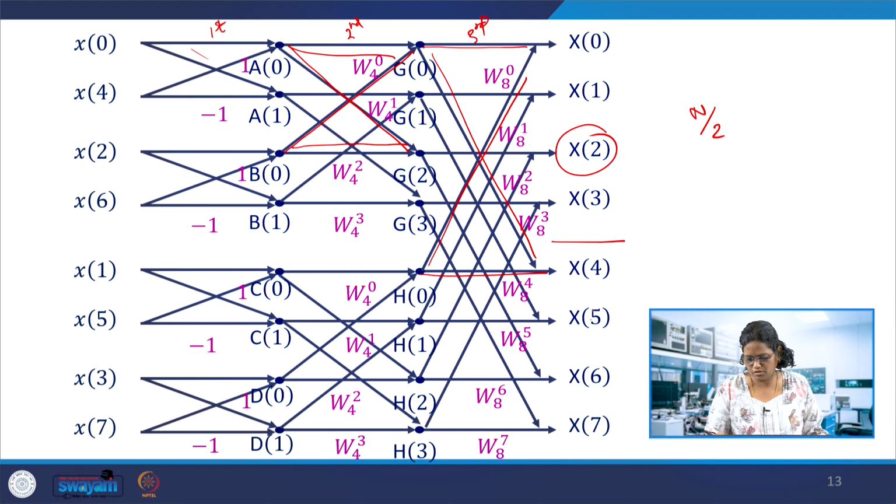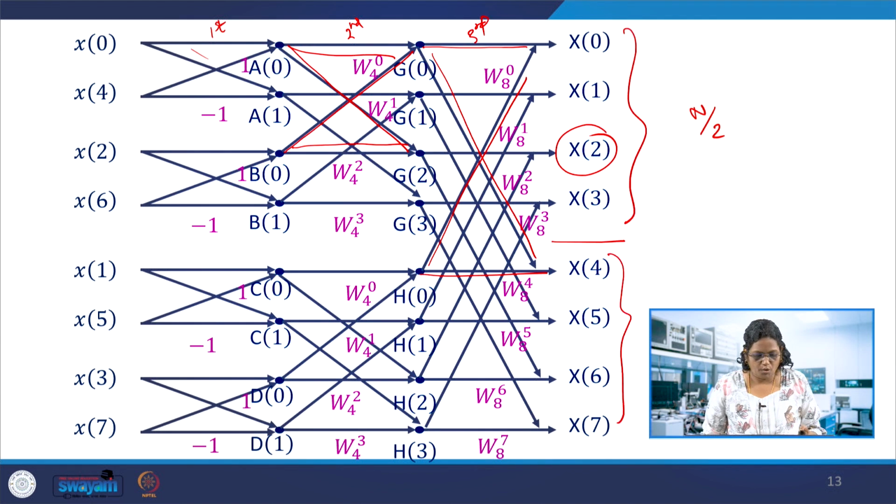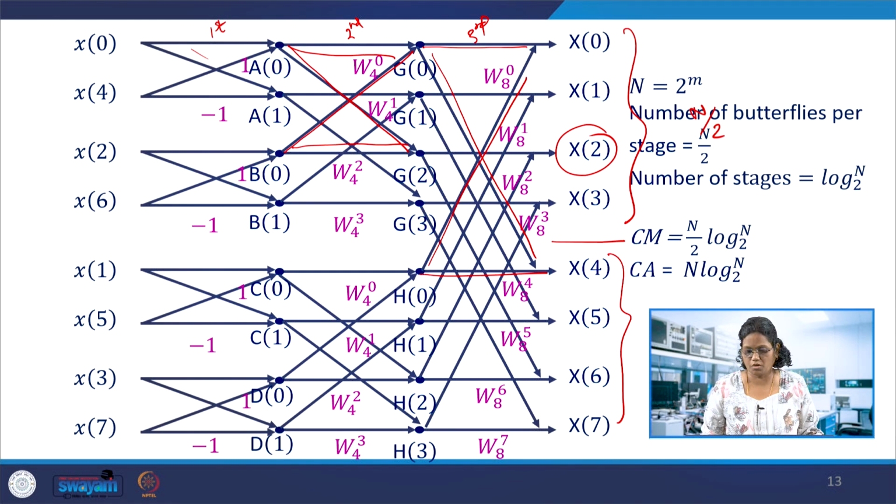As we said, these are going to be the complex conjugate of the first N/2 minus 1 samples. So this is the 8-point DFT containing 3 stages. And what is the computational complexity here?